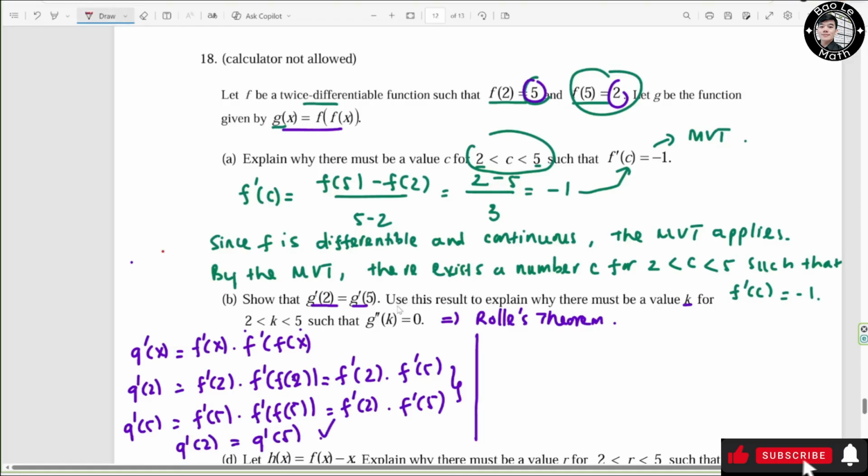Now to answer this question using Rolle's theorem, we need to say that since the function f is twice differentiable, the function g prime is differentiable everywhere. So the mean value theorem applies. So by the mean value theorem, there exists a number k between 2 and 5 such that g double prime of k equals g prime of 5 minus g prime of 2 over 5 minus 2, and this is actually 0 because g prime of 5 and g prime of 2 are the same.